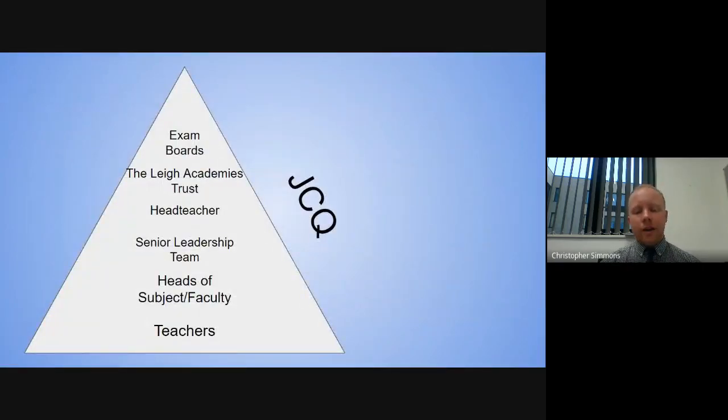Now, I've put this graphic in here just to show you all of the different stages of quality assurance that grades pass through. So it's the teachers that determine the grades. They're then checked by heads of subject and heads of faculty. They're then quality assured by the school leadership team. The head teacher is involved in looking at the grades and involved in data meetings, involved in samples as well. All of our data then goes through the Lee Academy's trust. And finally, exam boards, they also check.